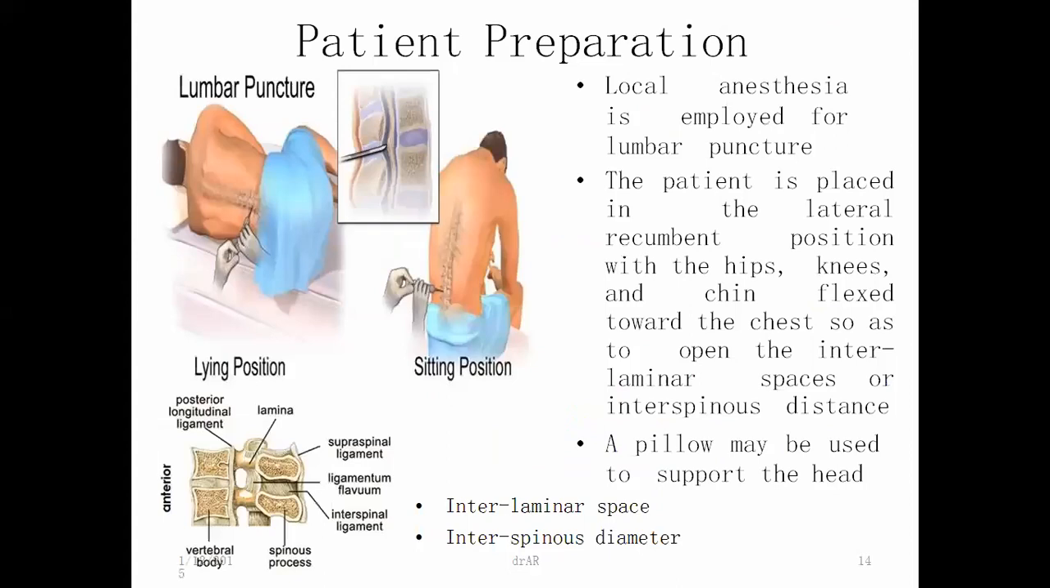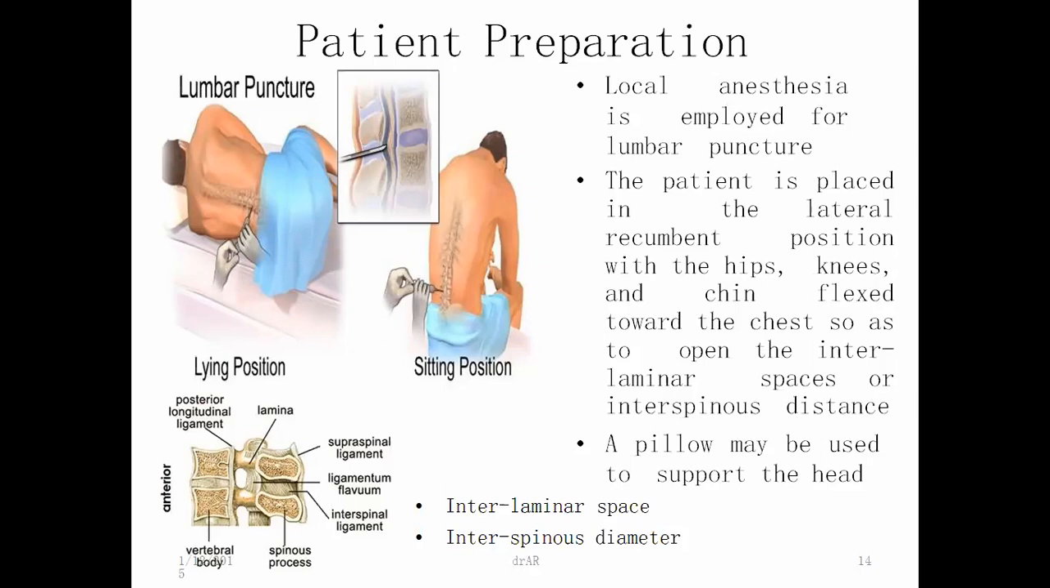Now coming to the patient preparation. Local anesthesia is employed for lumbar puncture. Because this will cause a lot of pain to the patient, we always have to employ local anesthesia, 1% without adrenaline. The patient is placed in a lateral recumbent position. We can position the patient either in the lateral decubitus position or in a sitting up position.